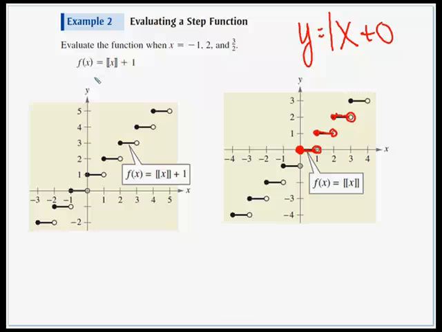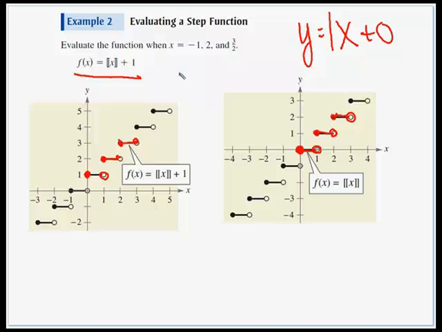Same thing here. This is the step of x plus 1. So where are you going to cross the y-axis? Right at 1. So our y-intercept is at 1, and then instead of connecting the dots up like we're used to doing, we're just going to do steps. Over to the next whole number, step up. Over to the next whole number, step up. Over to the next whole number, step up.